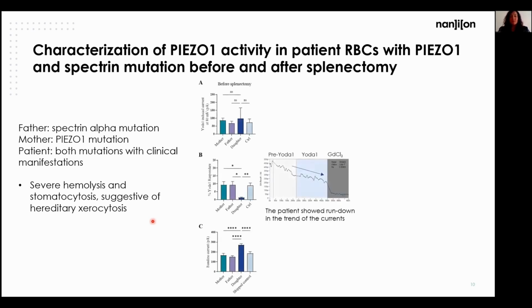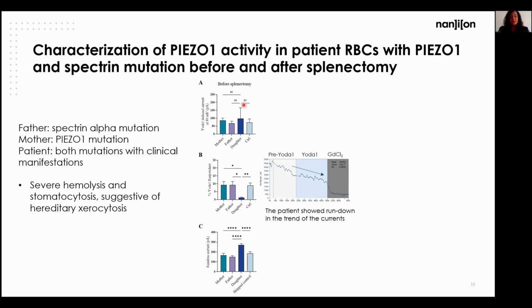I received the samples before splenectomy. The question was whether the function of Piezo could be related to this mutation and to hereditary xerocytosis. Then the patient underwent splenectomy, and I repeated the analysis. Here we can see the results before splenectomy. I looked again at Yoda1-induced current, percentage of Yoda1-responding cells, and baseline current, basically the current before the application of Yoda1.